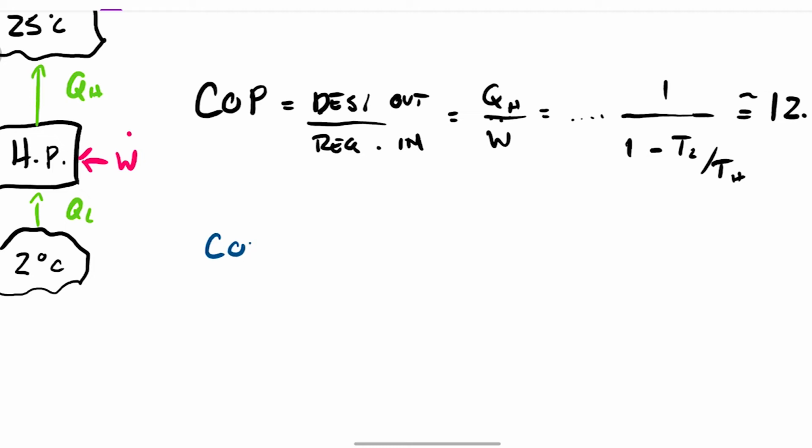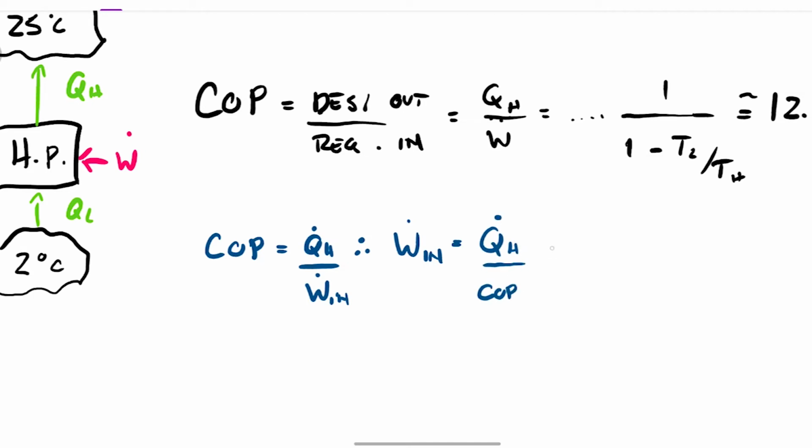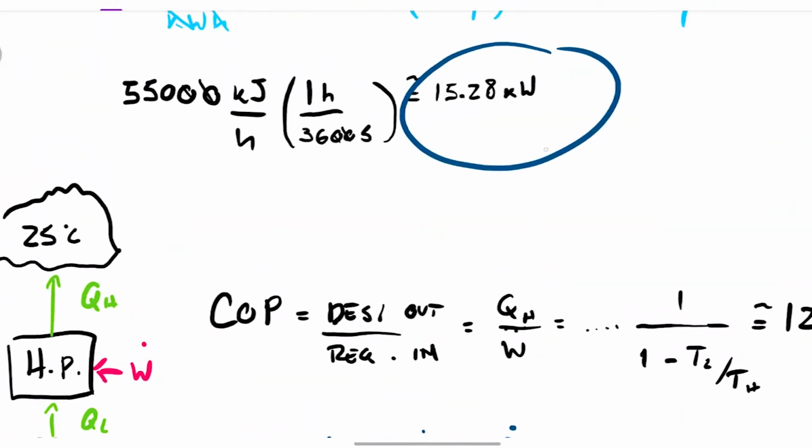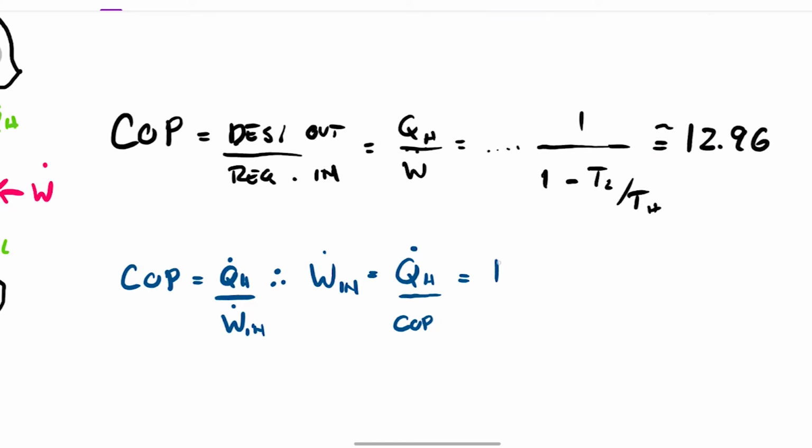The coefficient of performance is just what I want, which is QH, divided by what I need to put in, which is work in, and we can do these in the form of rate. Then the work that I need to put in is simply the amount of energy I need to remove divided by the coefficient of performance. And in this case, the amount of energy I need to remove is 15.28 kilowatts.